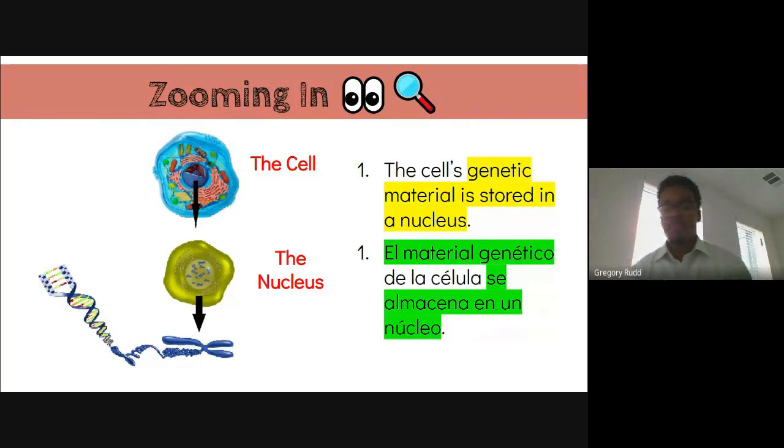All right. So we should be familiar at this point with the cell. We dedicated our second unit of the course to the cell. And so we know that eukaryotic cells have a nucleus. But we can zoom in further. We can zoom in not only into the nucleus, but further than that. But we know that the cell's genetic material is stored in the nucleus. So that's what you should write down here. The cell's genetic material is stored in the nucleus.